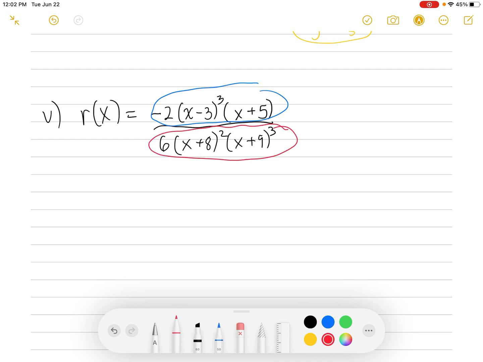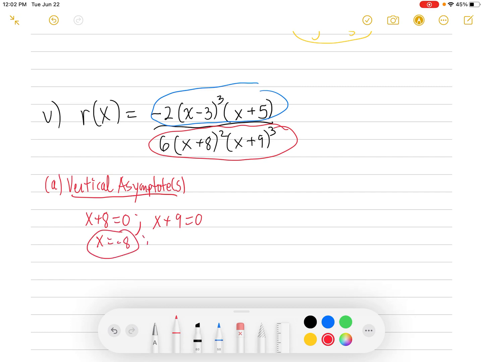So I got my blue up top, I'll say, and my red down bottom. And we want to start by doing the vertical asymptotes. So for vertical asymptotes, you're just going to take your factors with variables in them and set them equal to 0. So I'm going to take x plus 8 equal to 0. We're going to disregard the exponents. X plus 9, set that equal to 0. And we're going to solve those. So the first one we're going to get negative 8 as a vertical asymptote. The second one we're going to get negative 9 as a vertical asymptote.